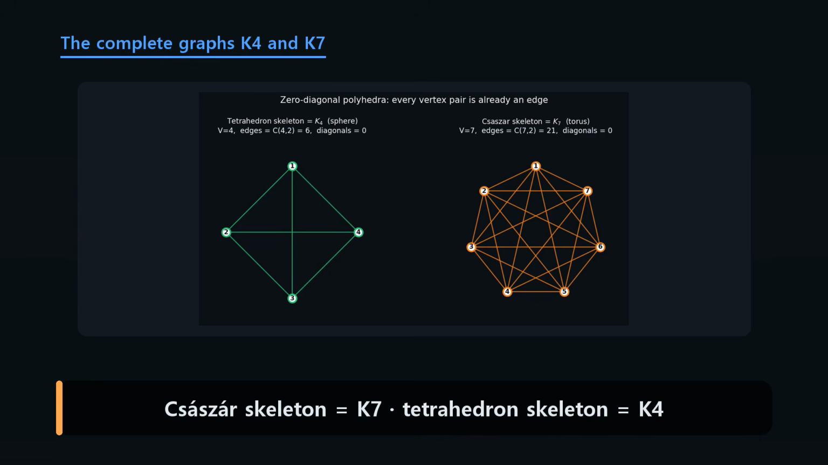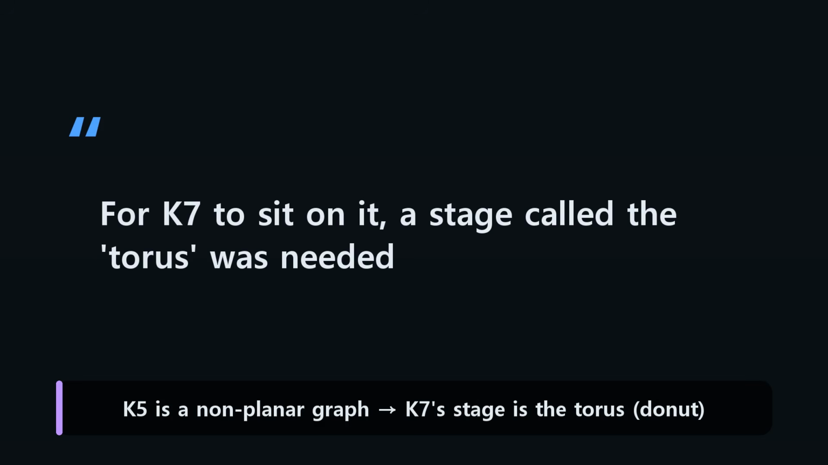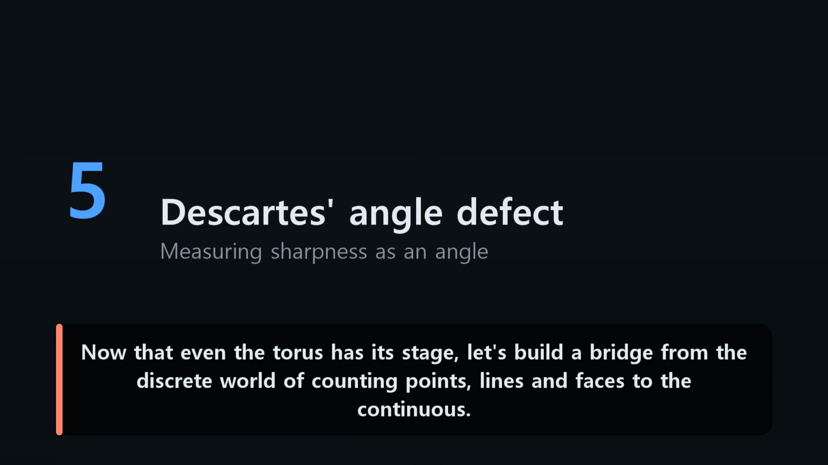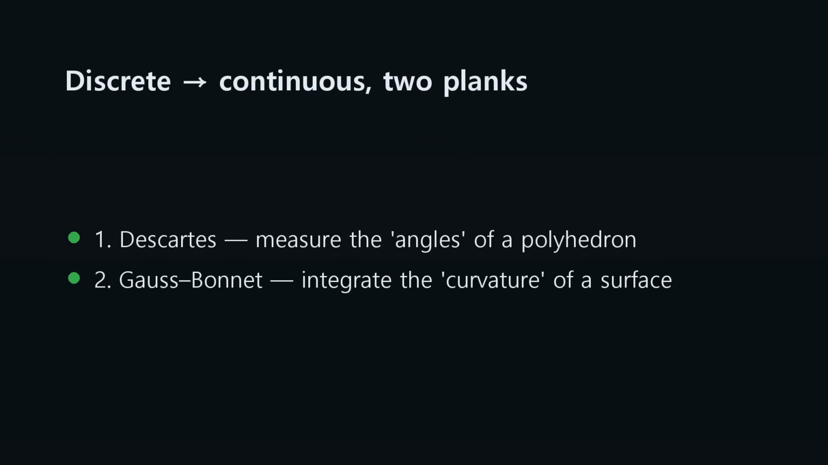The skeleton of the Szilassi polyhedron is the complete graph K7, with all 7 vertices connected. The tetrahedron's is K4. On a plane you can't even draw K5 without crossings. K7 needed a stage of its own, a torus. Now that even the torus has its stage, let's build a bridge from the discrete world of counting points, lines and faces to the continuous. This bridge is made of 2 planks. Descartes, who measures angles, and Gauss-Bonnet, who integrates curvature.